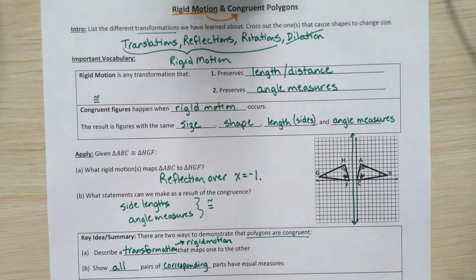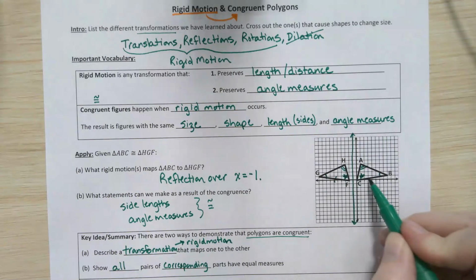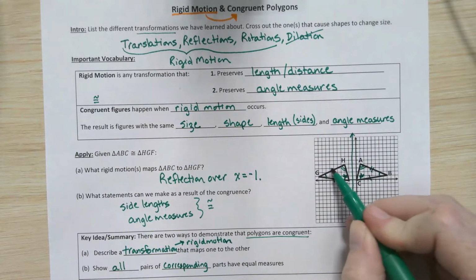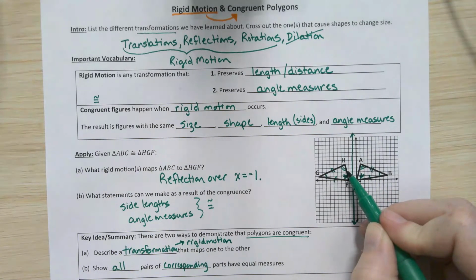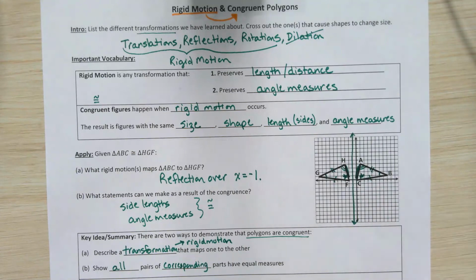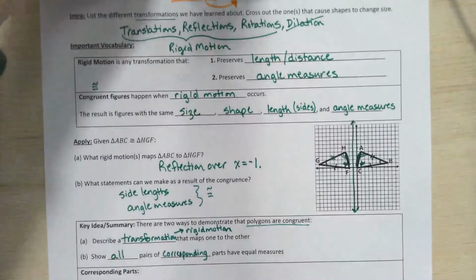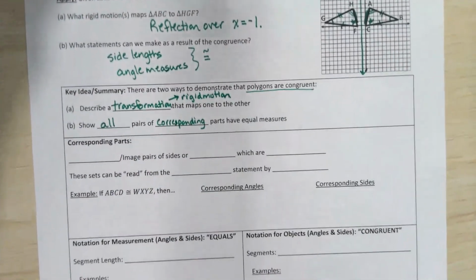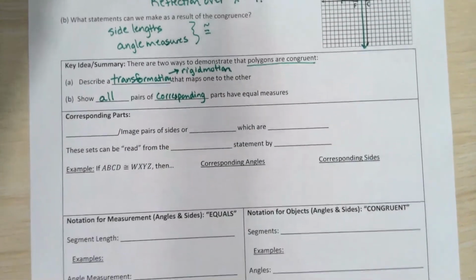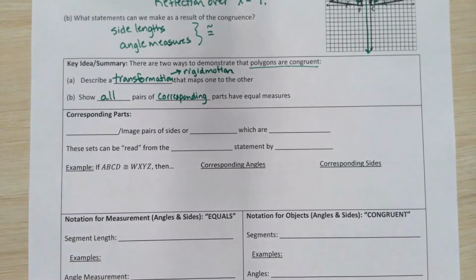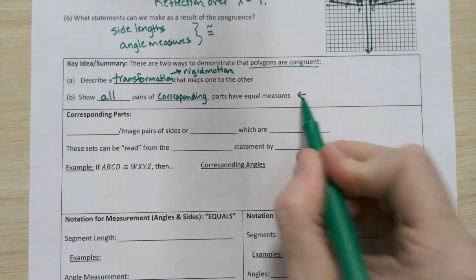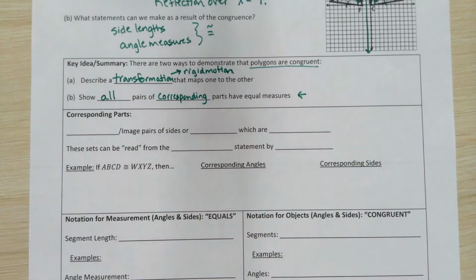And then also measuring the segments to show all of these segments have a corresponding match as well. Now that's a lot to have to look for, but if we're not able to describe a transformation that takes one shape to the other, then that's our workaround. We can also look for all of those matching corresponding parts and having equal measures.